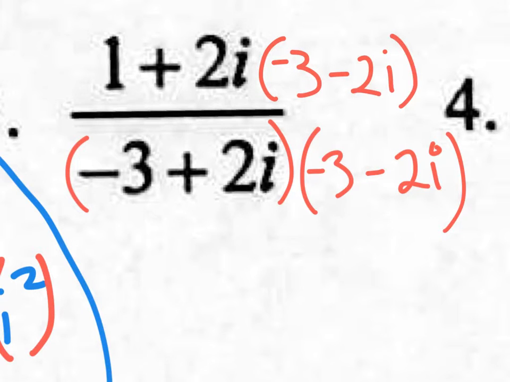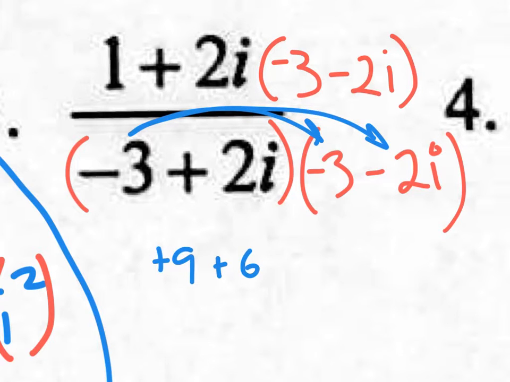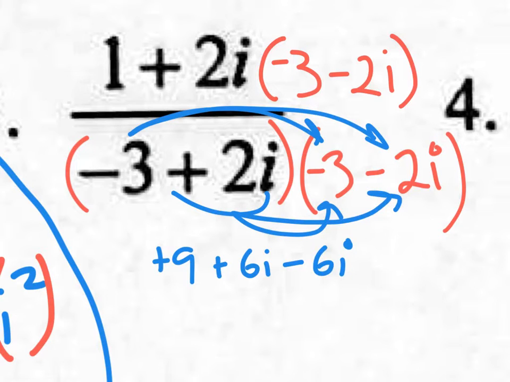Okay, so let me start with the work on the bottom. What is negative 3 times negative 3? Positive 9. What's negative 3 times negative 2i? Positive 6i. What about positive 2i times negative 3? Negative 6i. And what about positive 2i times negative 2i? Positive 2 times negative 2 is negative 4, and i times i is i squared. Are you with me? Now, the middle values are going to cancel out. We already knew that. When you multiply a complex number by its conjugate, the middle numbers cancel out.